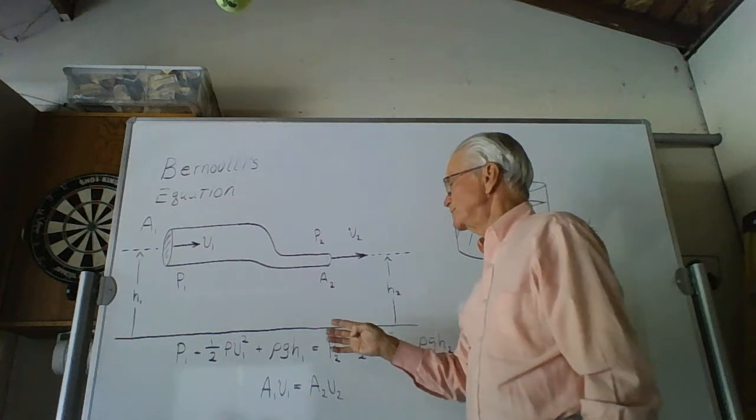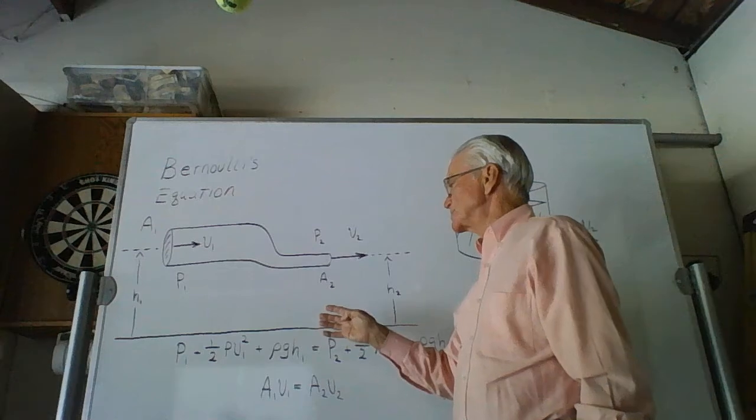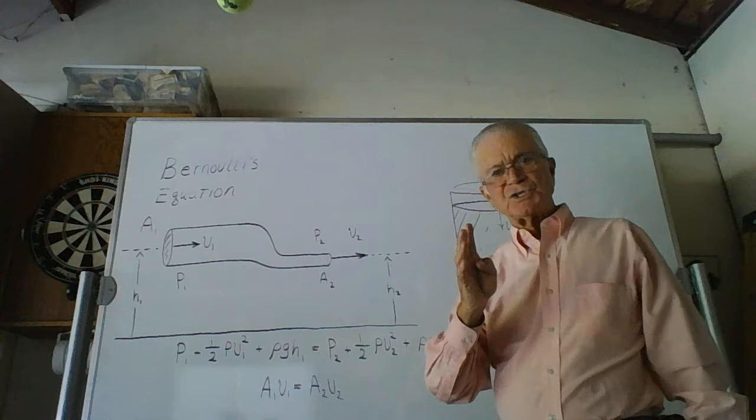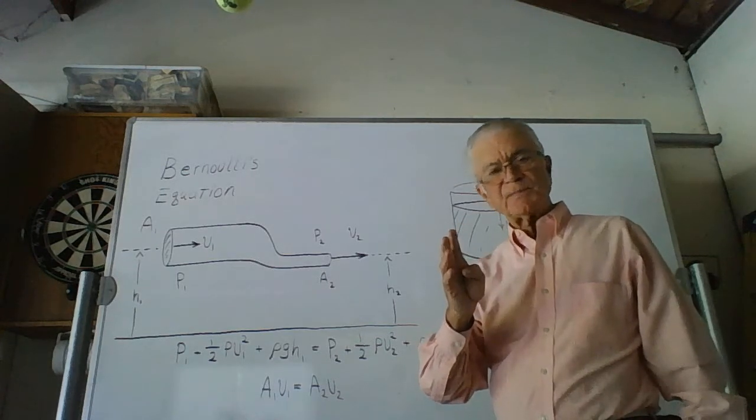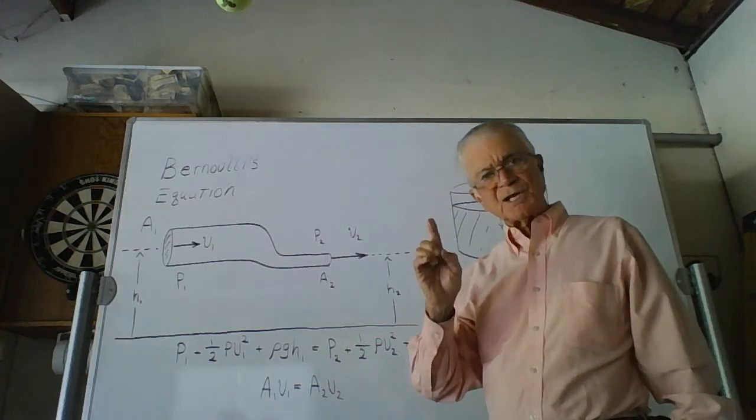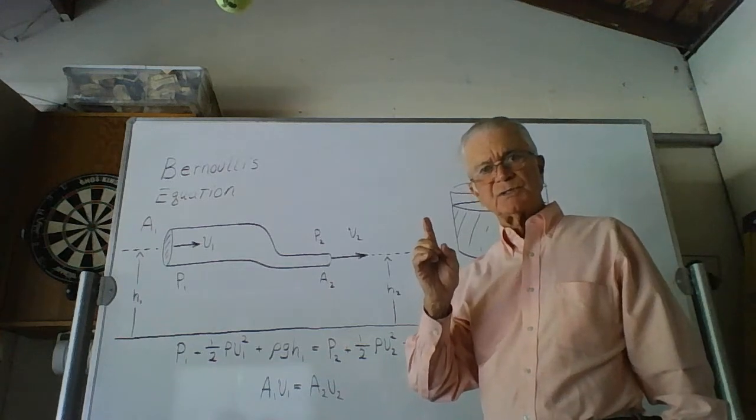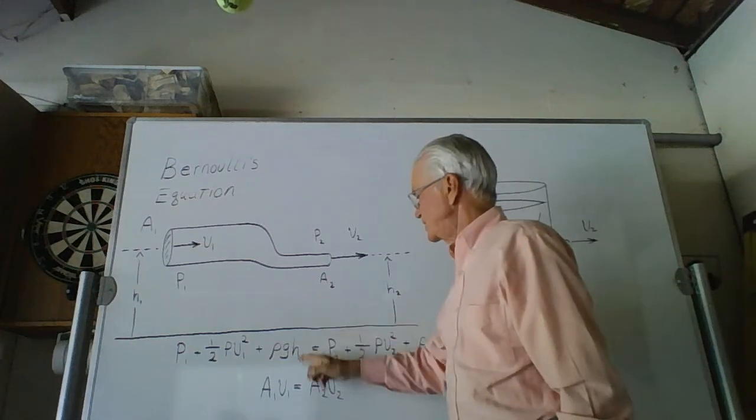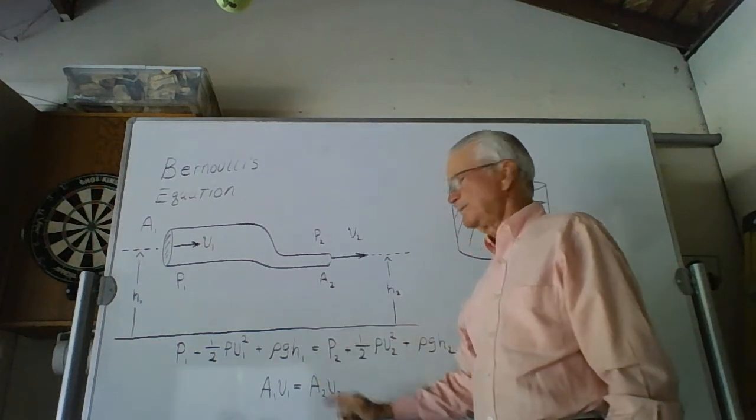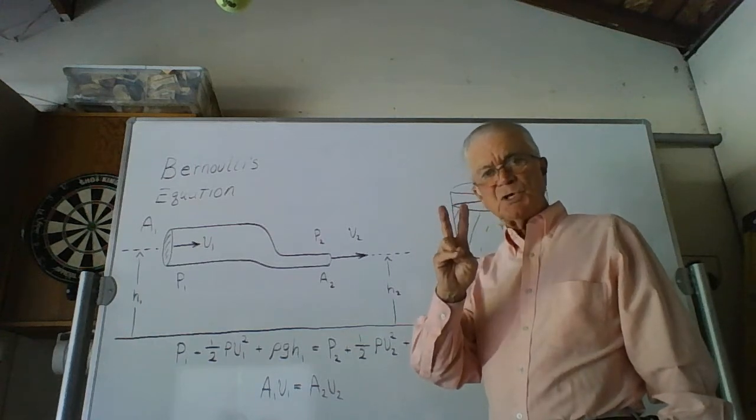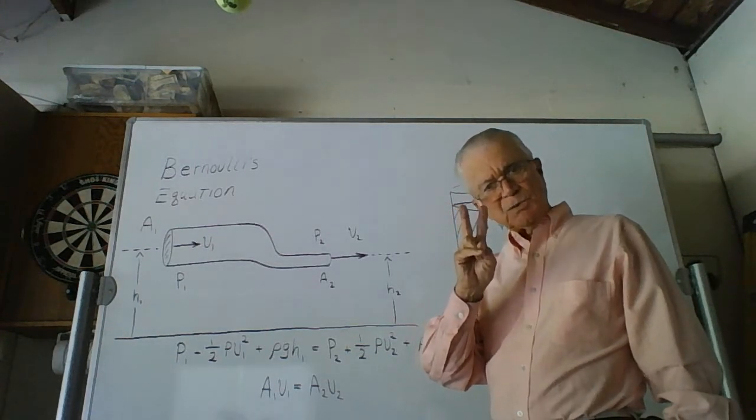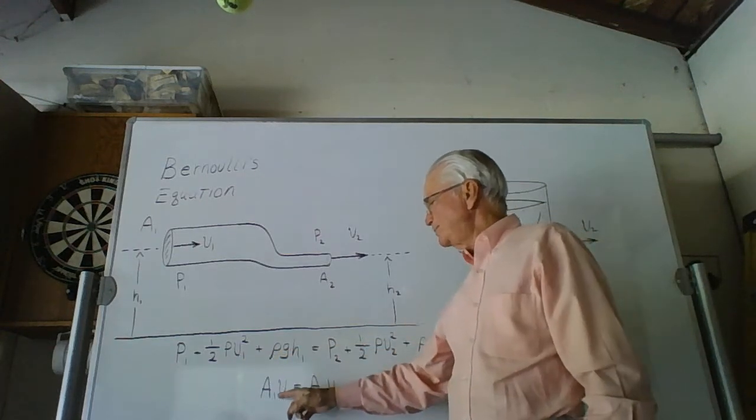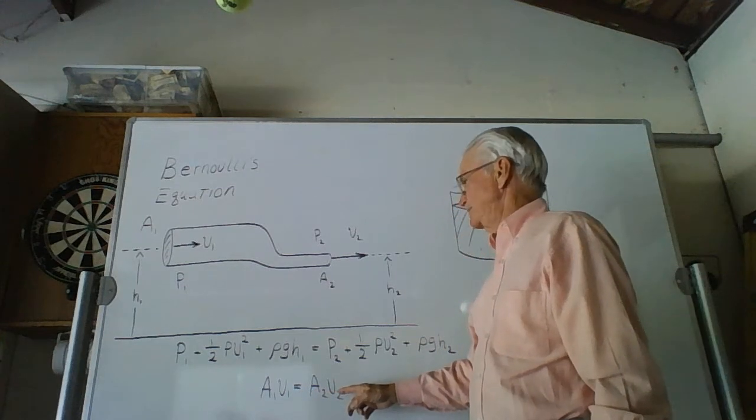In order to solve a typical Bernoulli's equation problem, you have to have as many equations as you have unknowns. In the event that there is a single unknown whose solution is looked for, you need only one equation, one of these 2 equations. In the event that there are 2 unknowns that you must find, you will need 2 equations. Bernoulli's equation and the volume flow rate conservation equation.